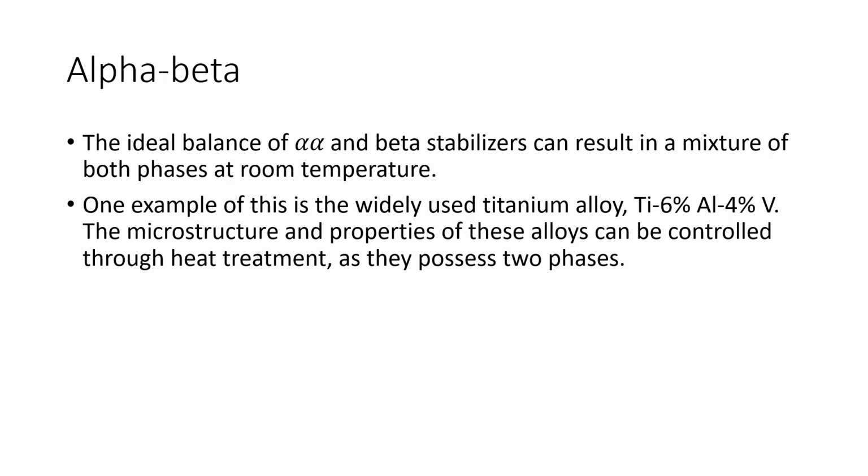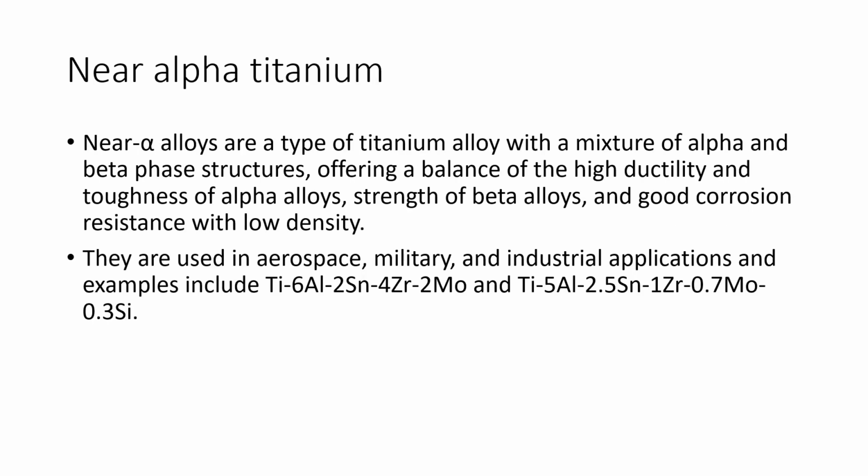For alpha beta titanium, the ideal balance of alpha and beta stabilizers can result in a mixture of both phases at room temperature. One example of this is the widely used titanium alloy, titanium 6 aluminium 4 vanadium. The microstructure and properties of these alloys can be controlled through heat treatment as they possess two phases.